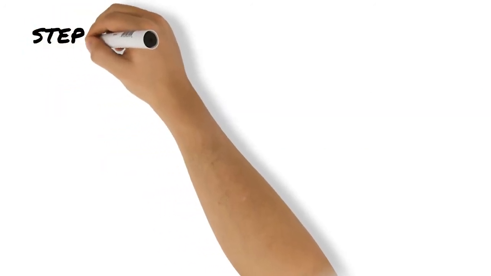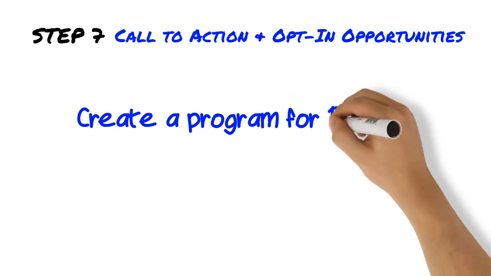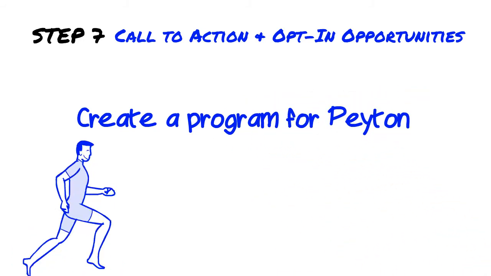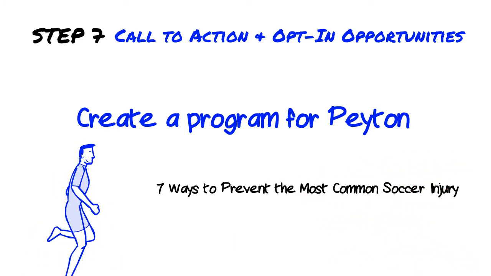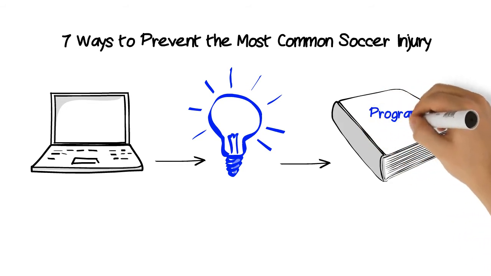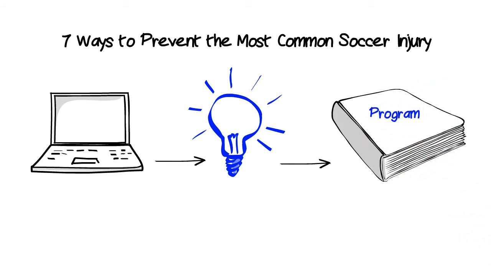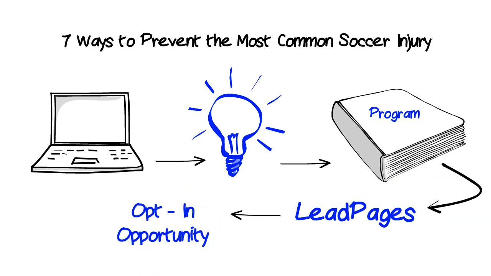Step 7, provide calls to action and opt-in opportunities for a free program. So at this point, I'm going to create a program for my avatar Peyton, specifically for him. Let's say I'm going to call this program 7 Ways to Prevent the Most Common Soccer Injury. I would obviously research what that injury is and then create a quality program around this content. Then I would attach that program through an opt-in opportunity through Lead Pages, which is a very inexpensive way to create opt-in opportunities. You don't even need your own website to do it. So if you're an associate doctor, you can still do this step.